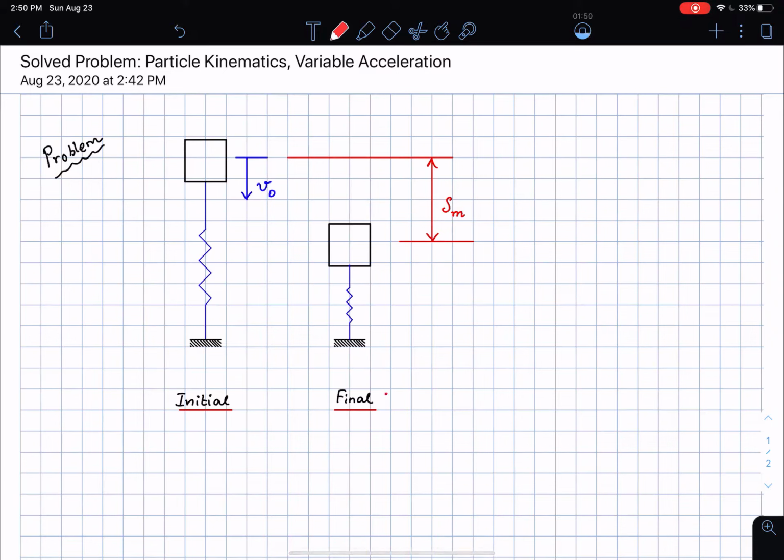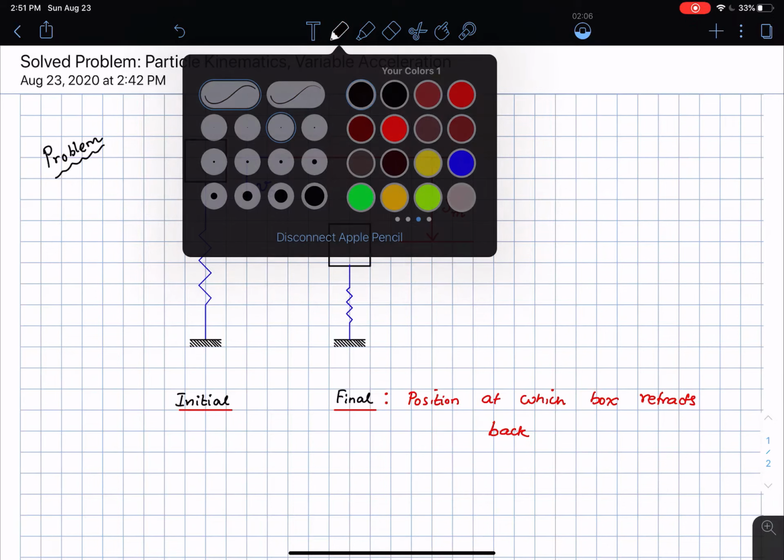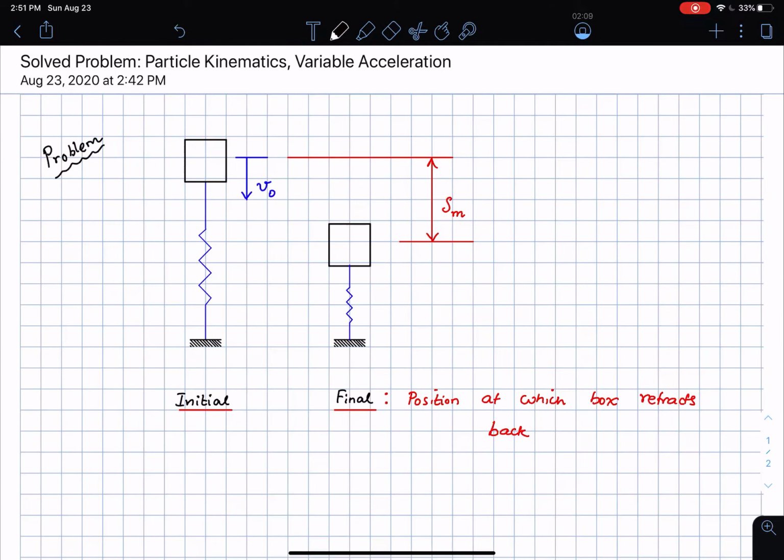So in a sense this final position is the position at which the box retracts back, which means that this sm quantity is the maximum distance that this box can be compressed before it retracts back.